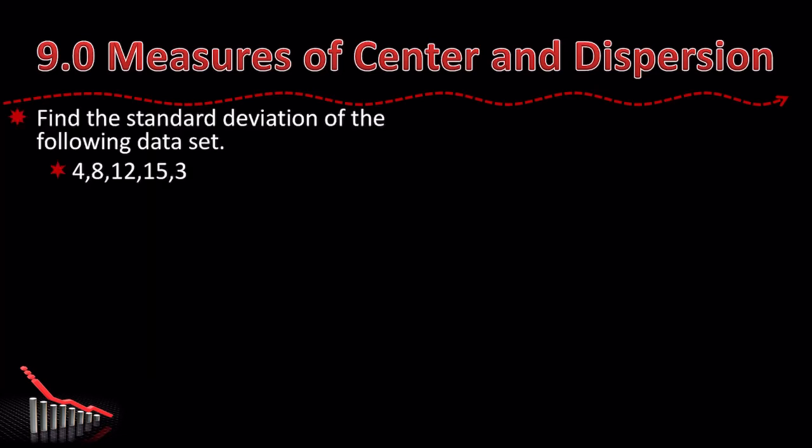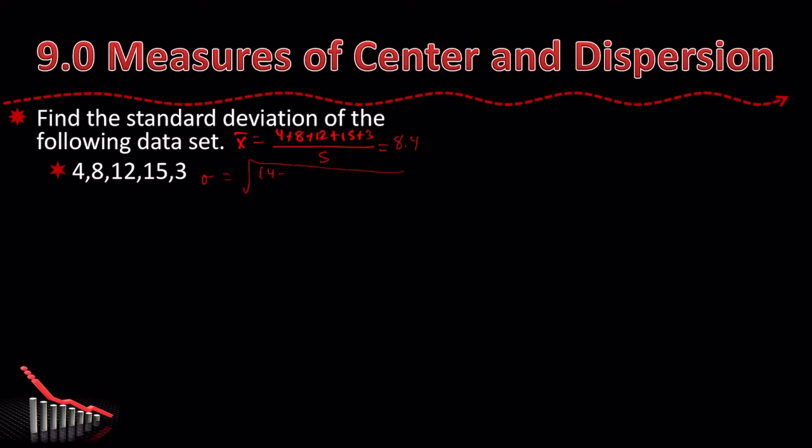So let's find the standard deviation of this data set. So the first thing you have to do is you need to find the mean. So 4 plus 8 plus 12 plus 15 plus 3 over 5, which is 8.4.